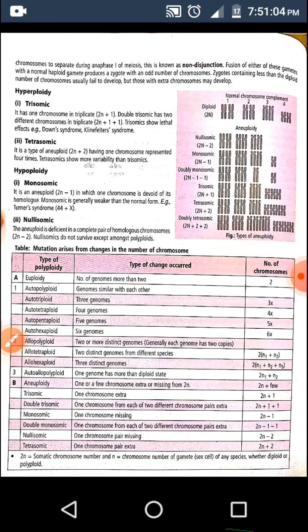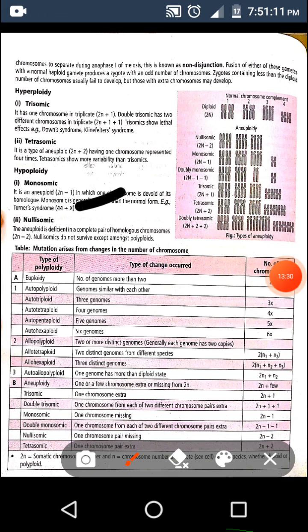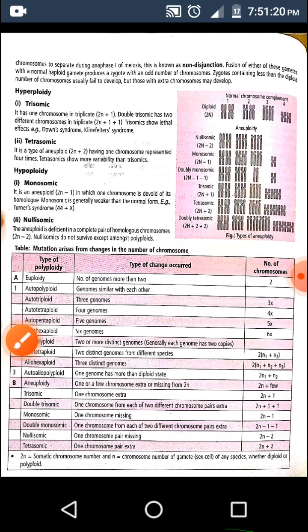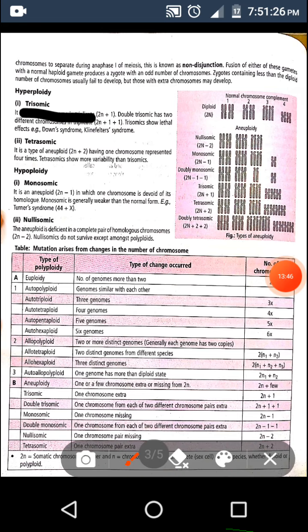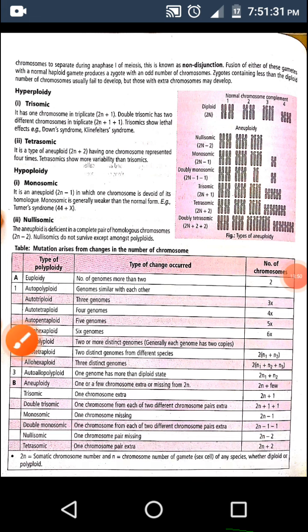Whereas in the case of hypoploidy, we mainly see the loss of one or more than one chromosome from a set of chromosomes. In hyperploidy, we mainly study the trisomy and tetrasomy conditions. Trisomy is nothing but the addition of one chromosome to your set of chromosomes.